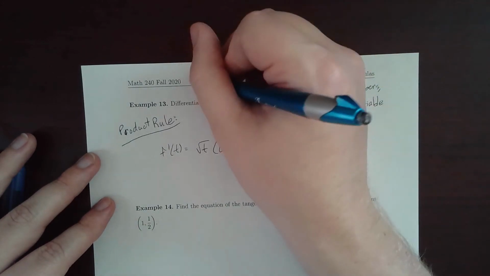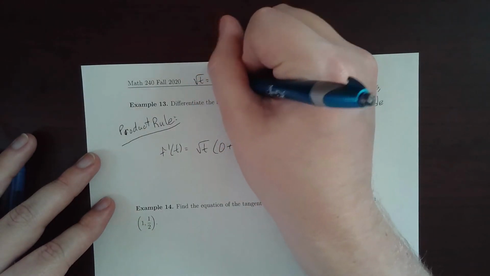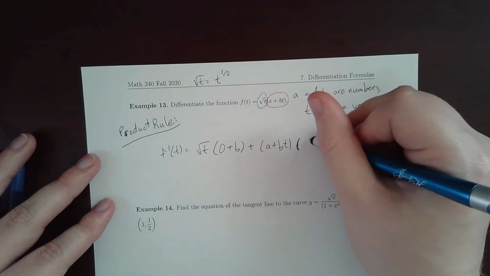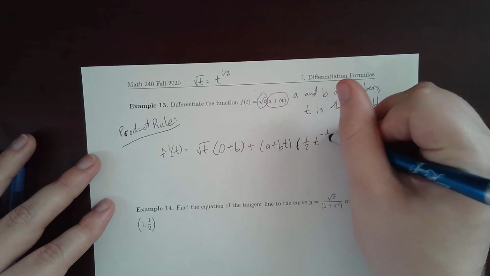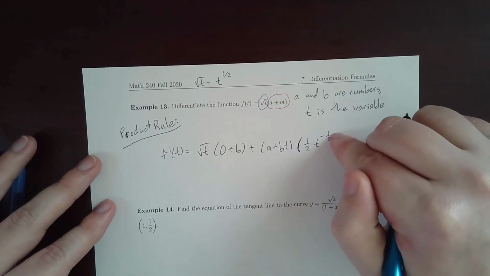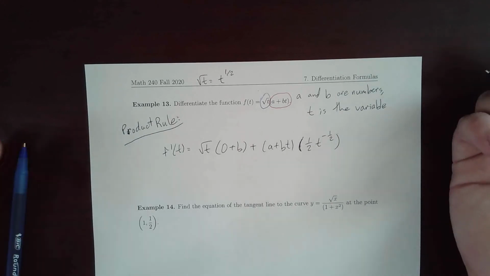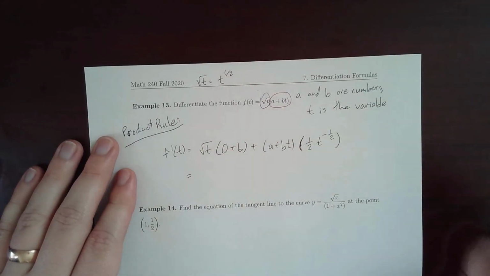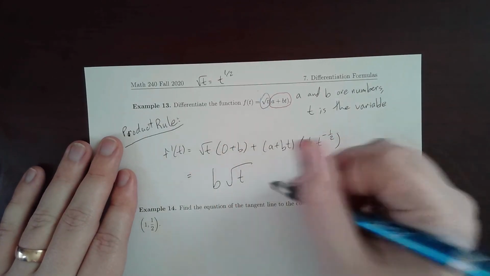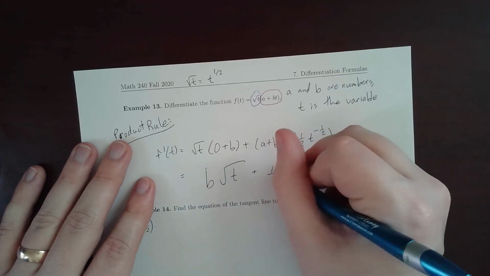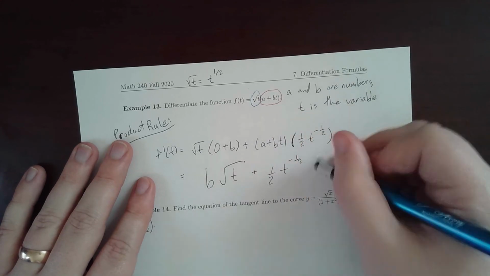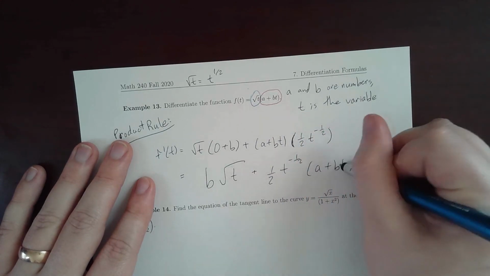So remember that the square root of t is the same as t to the 1/2. So this will be 1/2 times t to the -1/2. And so again, we just take the 1/2, we multiply it down in front, and we subtract 1 from the exponent. So 1/2 minus 1 will be -1/2. And so this will give us then b times the square root of t plus 1/2 times t to the negative 1/2 times a plus bt.